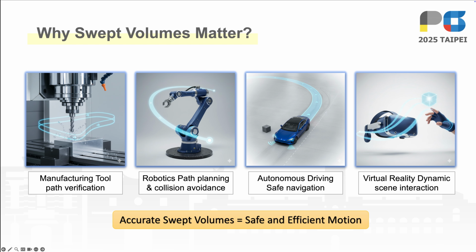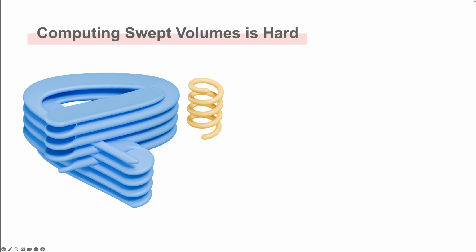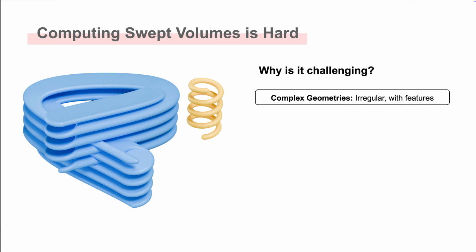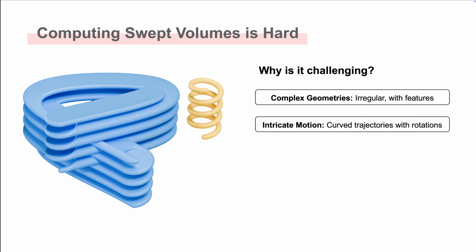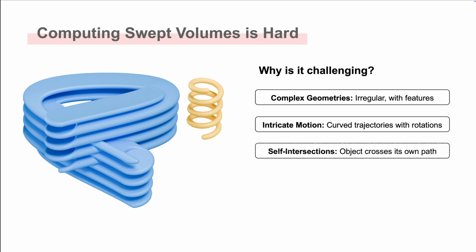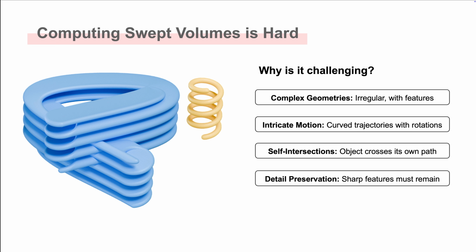However, computing these swept volumes accurately is far from trivial. Computing swept volumes is actually quite challenging. Why? First, we're dealing with complex geometries, objects with irregular shapes and intricate features. Second, the motion itself is often intricate, curved trajectories combined with rotations, not just simple straight-line movements. Third, objects may exhibit self-intersections, where the trajectory crosses itself, creating complex overlapping regions. And finally, we need detail preservation. Sharp geometric features must remain sharp in the final result.